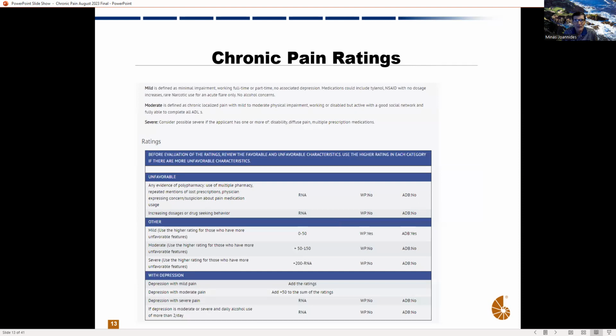So in our Optimum manual, the Life Manual, these are the ratings for chronic pain. And you can see it's divided into mild, moderate, and severe. It has what are the unfavorable characteristics, and those people we would decline. What are the mild, moderate, or severe characteristics, and what rating would we apply? And then if depression is also present, what are the additional ratings, or what would require a decline for that applicant? So you can refer back to our manual to get these ratings.